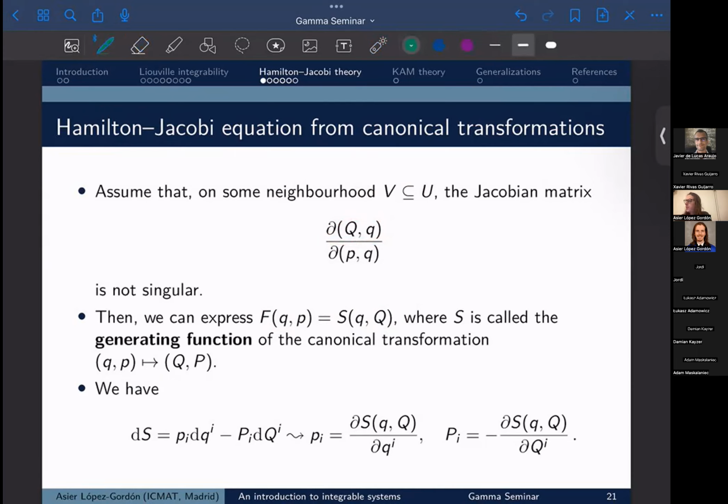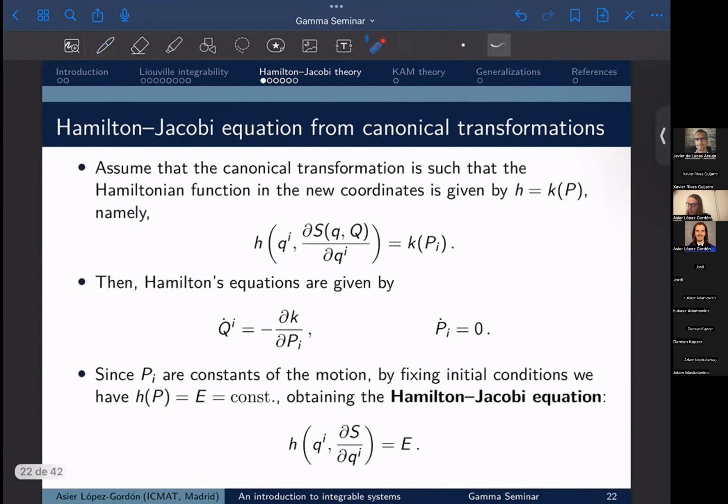You can look this up, for instance, in Arnold's book. Okay, then we have that the differential of S takes this expression, and therefore we can write the lowercase p_i as the partials of S with respect to lowercase q_i, and the uppercase P_i's are minus the partials of S with respect to the uppercase Q_i's.